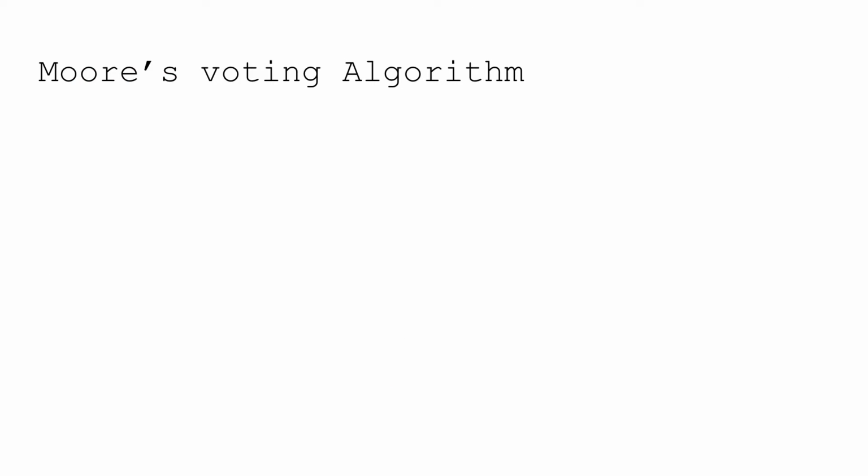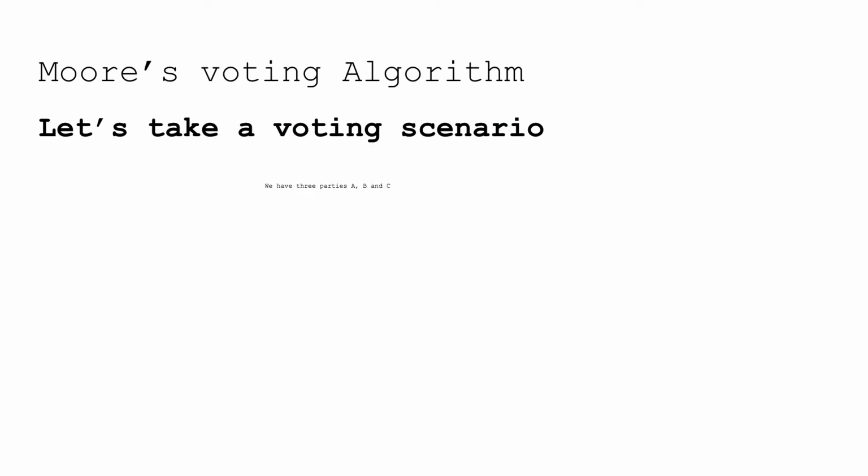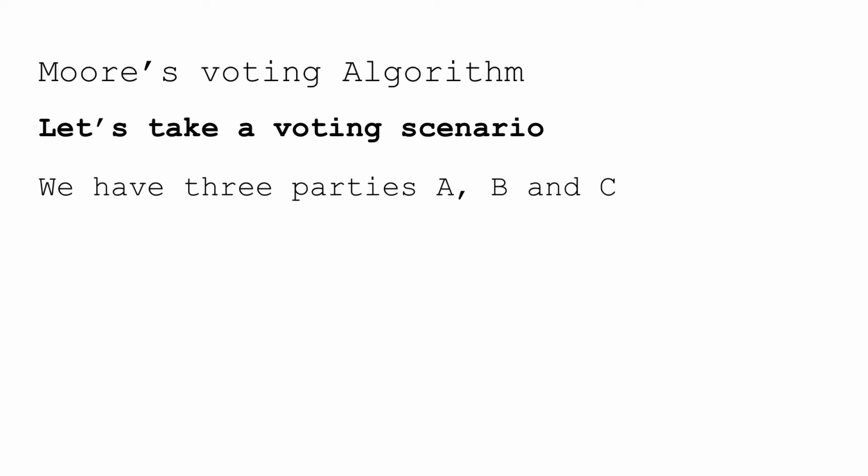Here we will try to understand what Moore's voting algorithm is. As you can see in the name itself, we have this keyword voting here, right? So let's try to understand this voting algorithm using an election and voting scenario. For example, let's take a voting scenario where we have 3 parties A, B and C, and the number of people available to cast their votes is 10. And in this election, one party can make an alliance with another party to merge their vote count to win over the other parties.